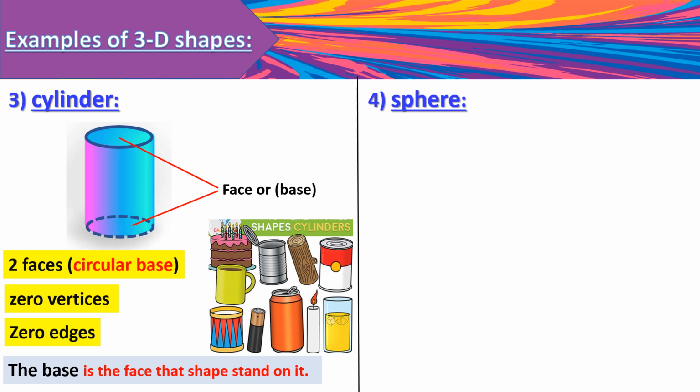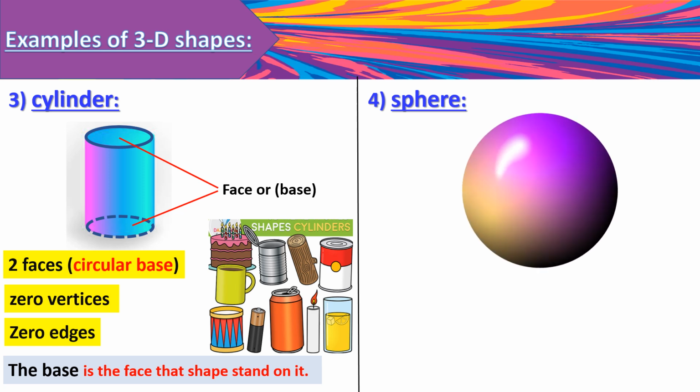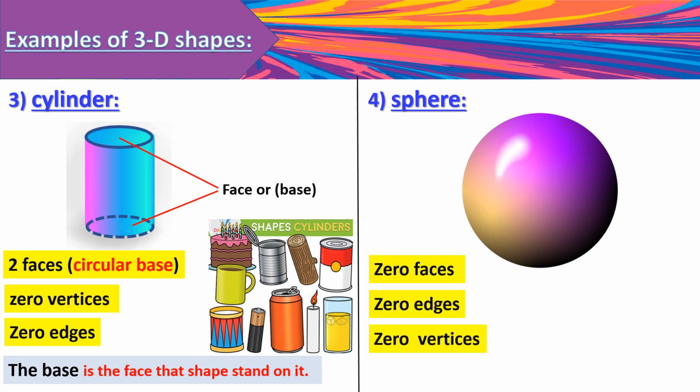Okay, now let's move to sphere. Sphere, it's like a ball. Does this ball have any faces? We said that a face is a flat surface. We can put our marker on it and it will not fall. Can we put our marker on this ball or on this sphere? No. So it has zero faces, zero edges, and zero vertices.